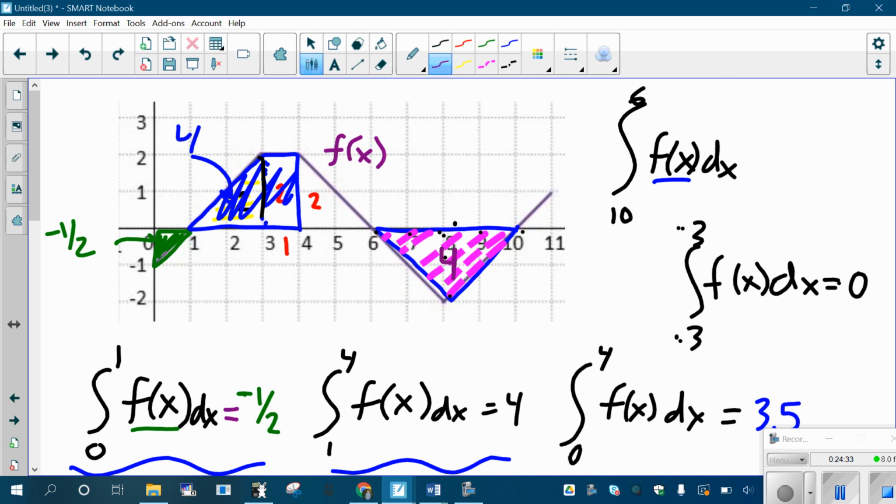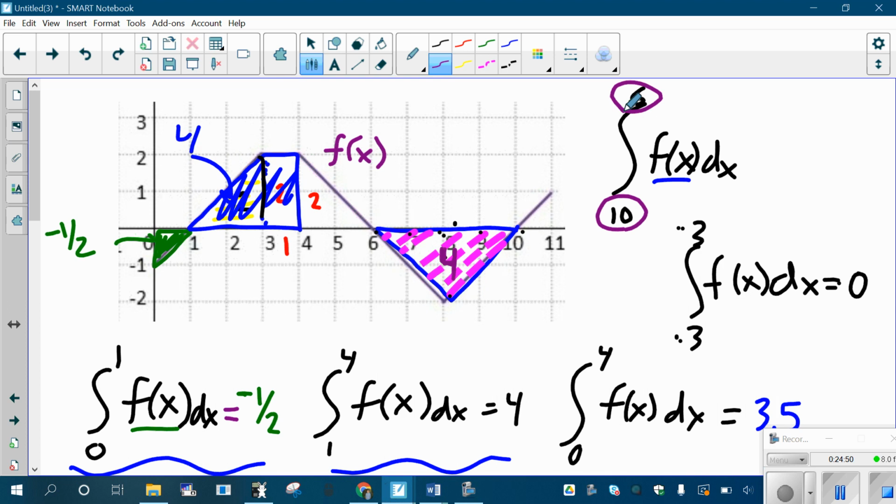Now there's 2 weird things going on here. What's one weird thing? Well, it's below the x-axis. That would make me think it's negative. What's the other weird thing? The bounds, they're in the wrong order. It's going from big to small. That also makes it negative.